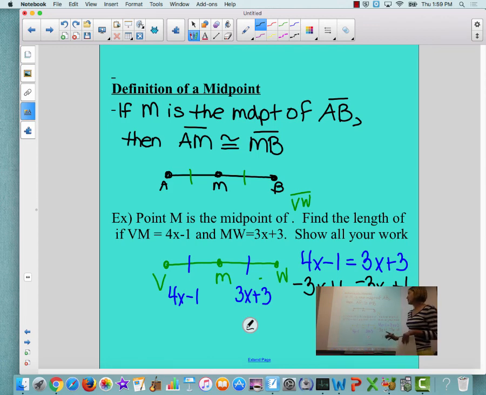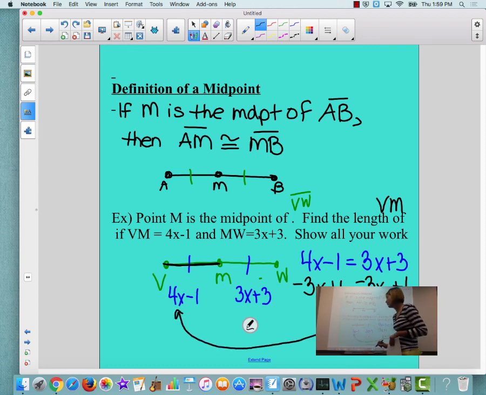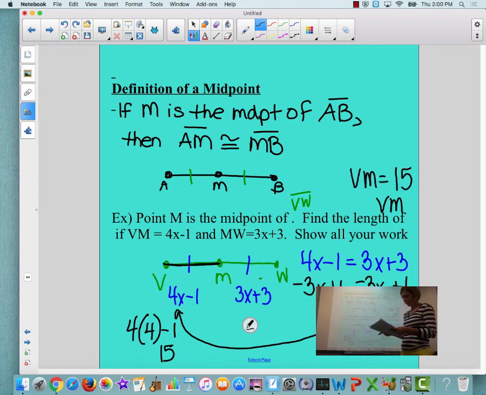But it said find the length of VM. So this is the length of VM that I want. I'm going to take 4 and substitute it in for the x, and I'll get 4 times 4 minus 1. So 16 minus 1 gives me 15. So VM equals 15.